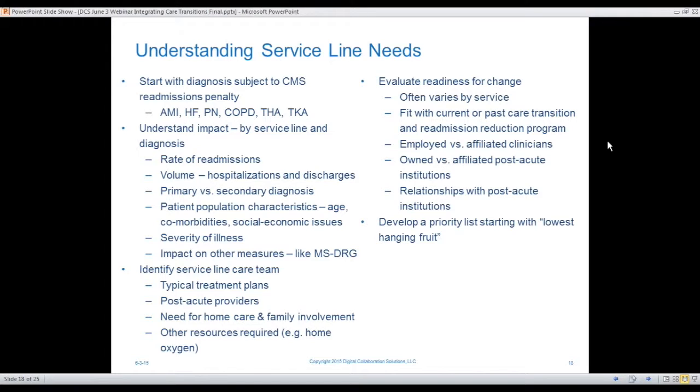Identify the service line care team. You've got to understand the treatment plans, the various post-acute providers that are involved, and the need for things like home care, family involvement, or don't forget other resources required, like home oxygen. And are you aligned with the various provider organizations?